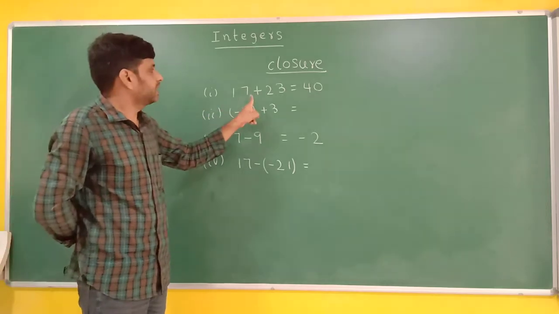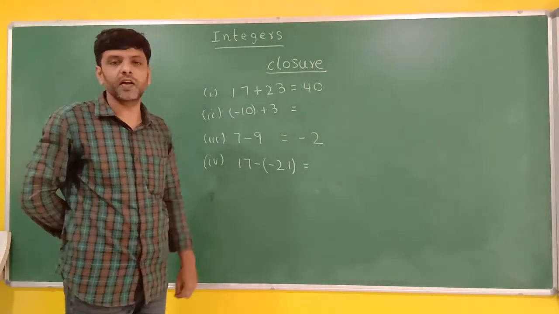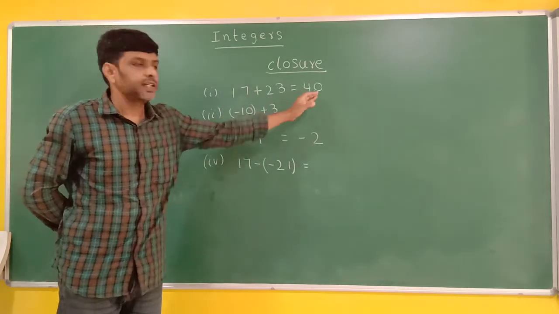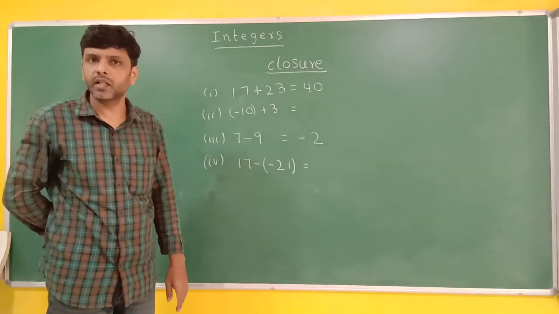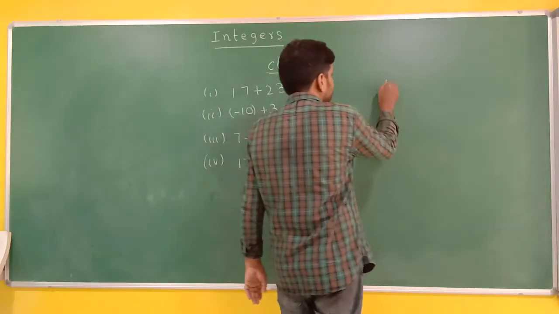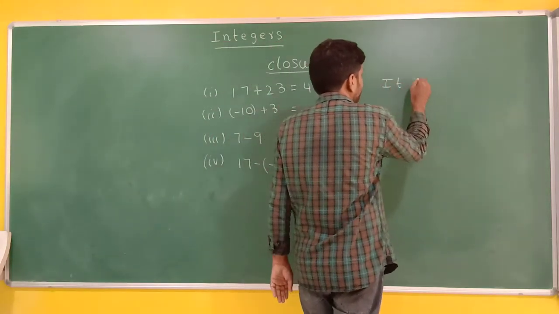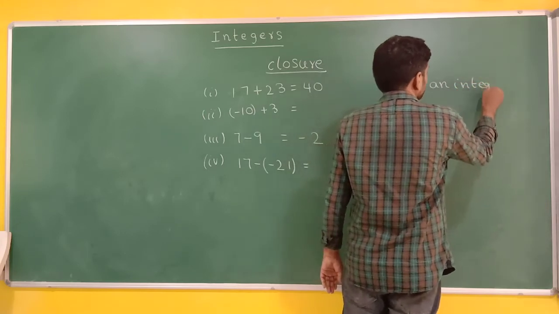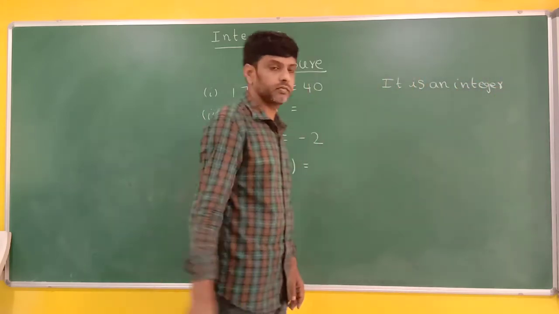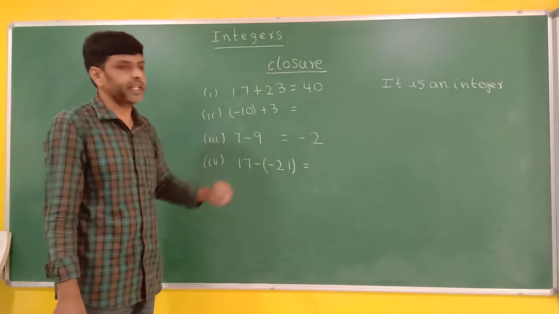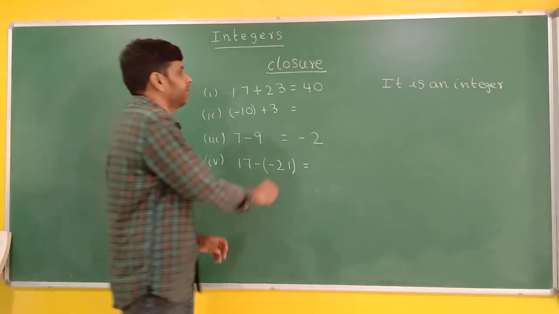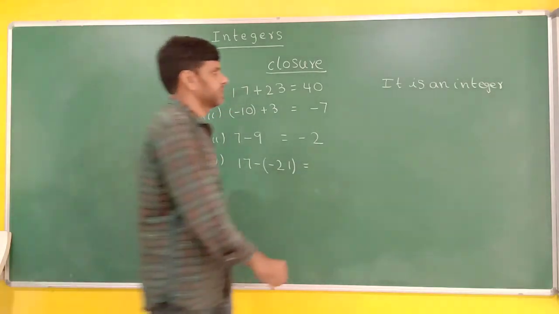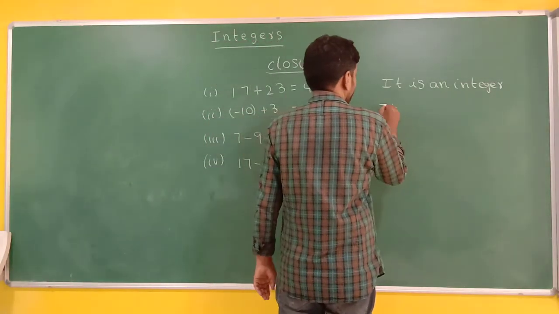First one, 17 plus 23 is equal to 40. Okay. And I am taking two integers. Is the sum also an integer or not? Yes. This is our answer. It is an integer. Next. Minus 10 plus 3. What is minus 10 plus 3? Minus 7. Is minus 7 an integer? Yes. It is an integer.